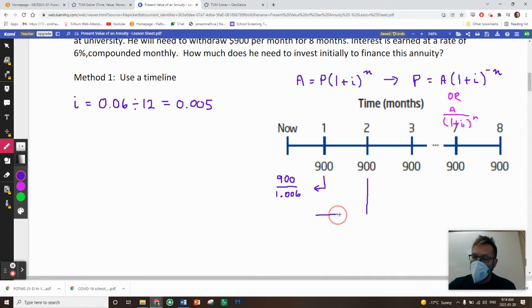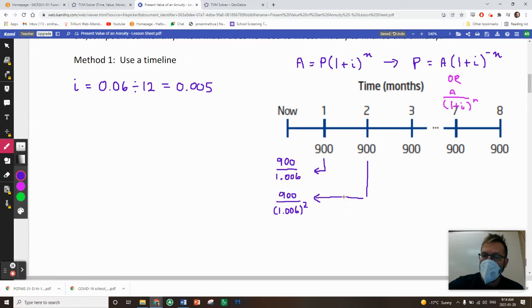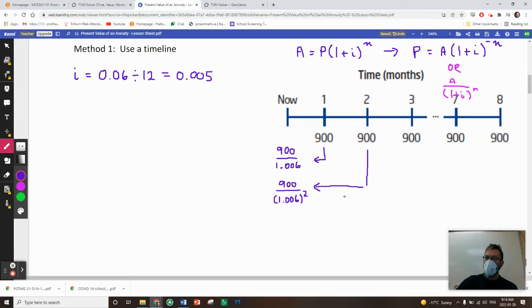You do something very similar. That withdrawal would have had 2 months to get interest. So using the present value formula, it would be 900 divided by 1.006 squared. And we'll go down the line. We won't do it for all 8. We'll do it for the ones that are visible on this timeline here.